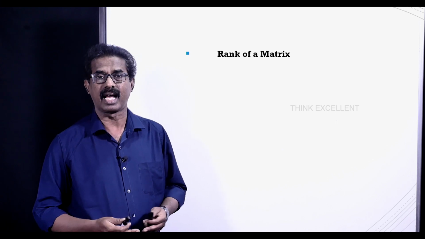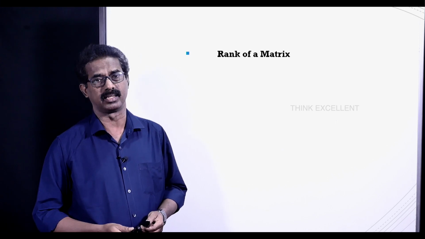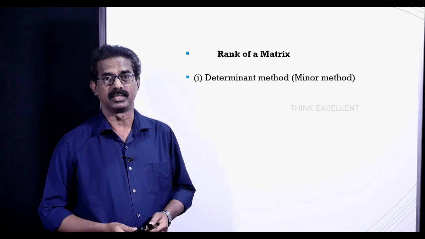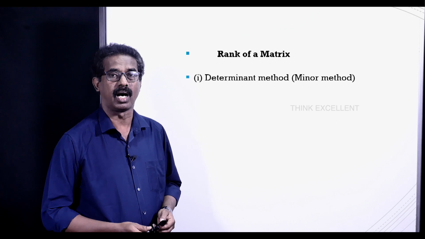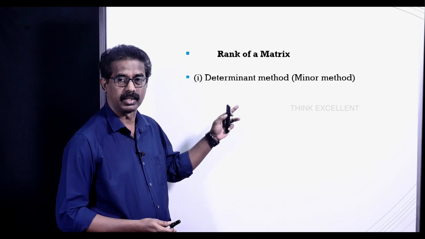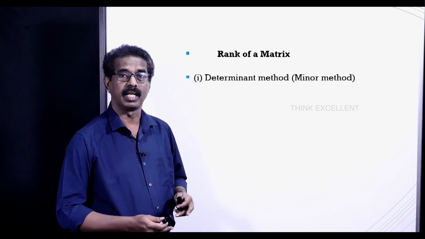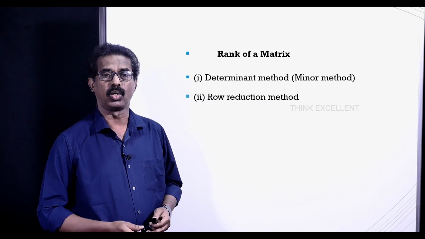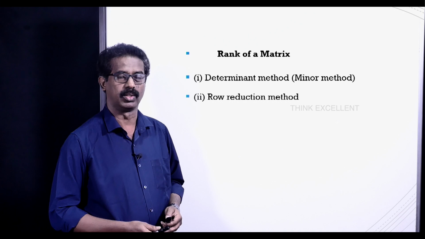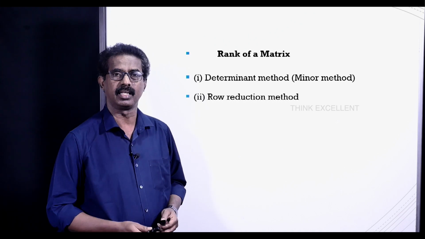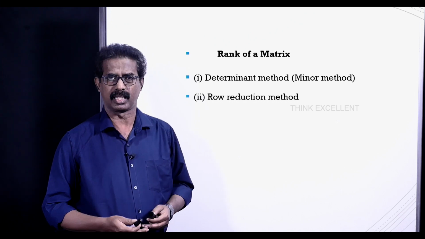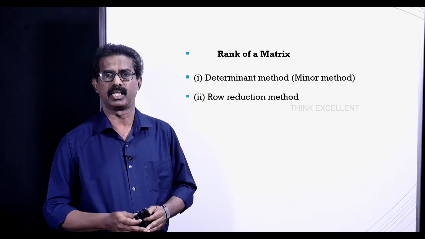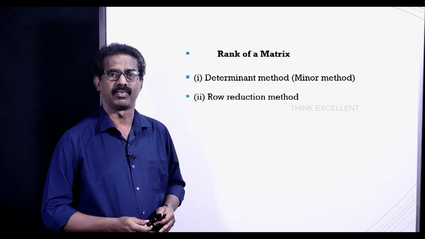To find the rank of a matrix, there are two methods. One method is using determinant, or we call it the minor method. And there is another method, called the row reduction method, which I'll explain a little later with some examples. For now, just remember there are two methods to find the rank of a matrix.